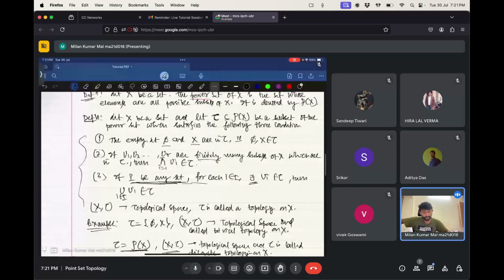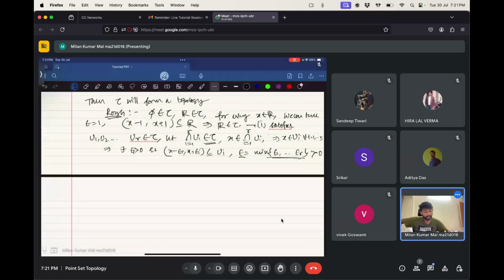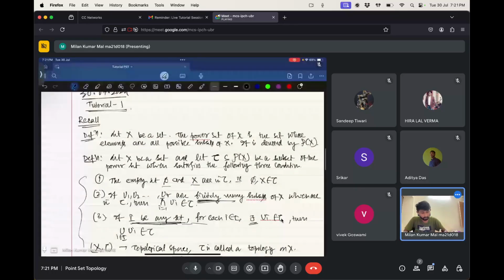But if I take an infinite intersection, then that will not be a minimum, that will be an infimum. Then epsilon need not be positive. I will give a counterexample of this just after this.